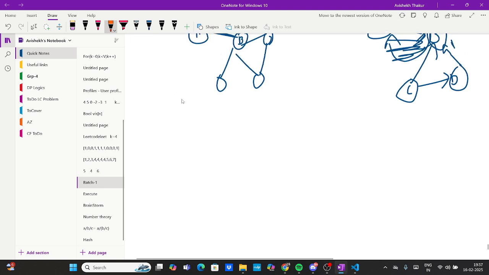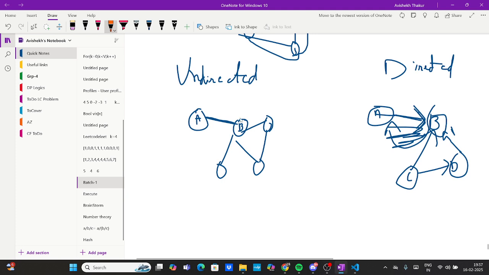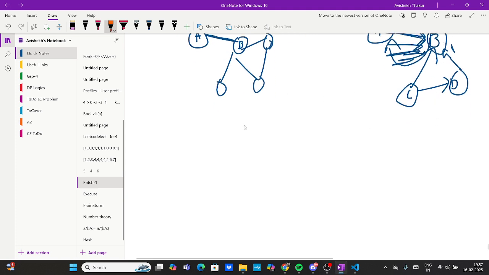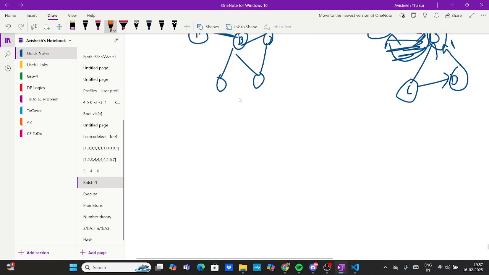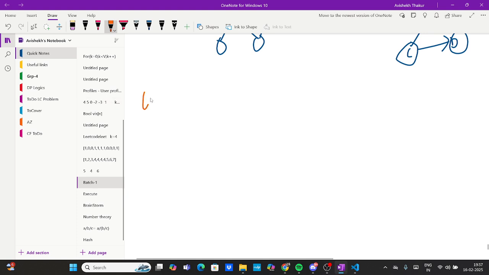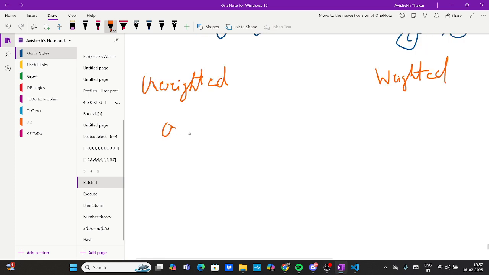Okay. Next. So again, among undirected and directed, each one of them can have two categories. First category being unweighted, second category being weighted. Now what are these? So when you have a graph, let's say again, let's draw some random graph.